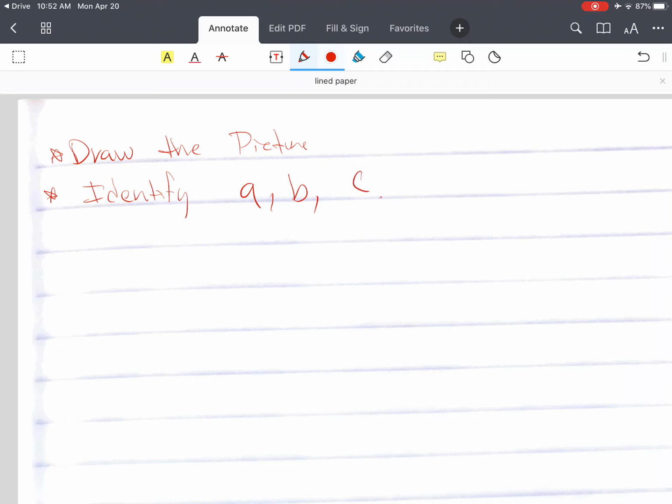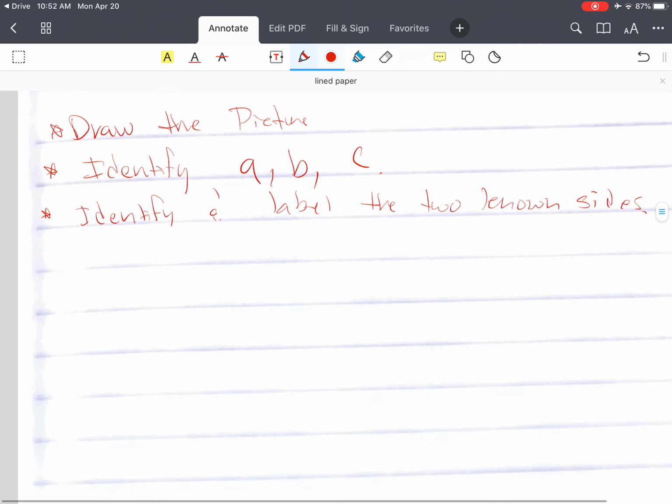Identify A, B, and C, right? So which one's your A, which one's your B, which one's your C? Remember, the longest side is always C. Identify and label the two known sides. So you're always going to know two sides, right? Because if you know two, you can find the third one. If you only know one of the sides, you don't have enough information to find the third side.